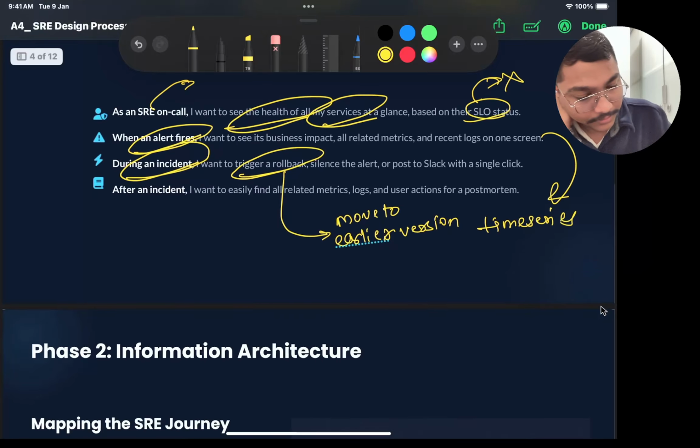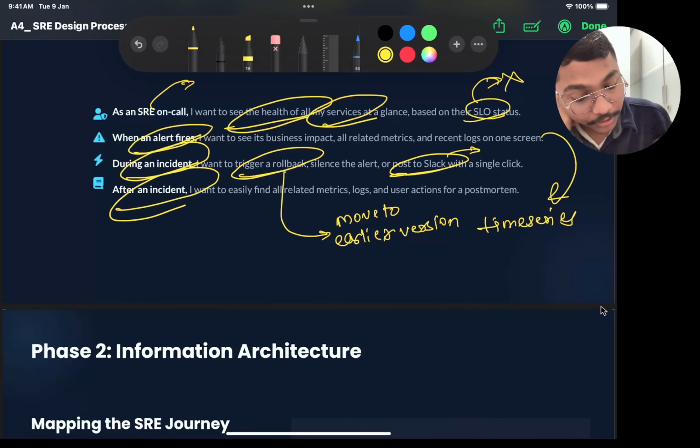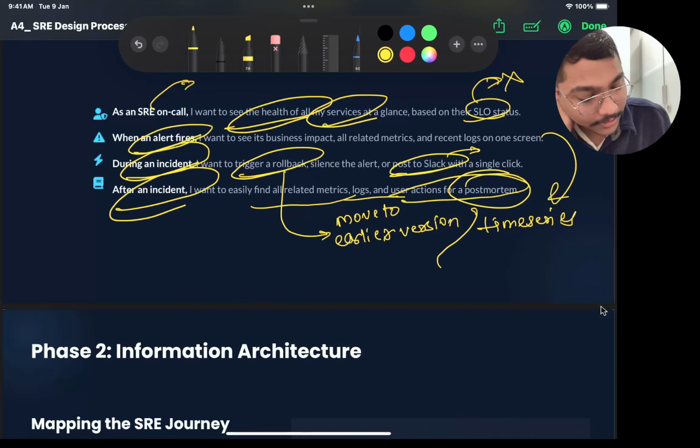Post to Slack, this is just a communication platform. After an incident, what to do after an investigation? Find all related metrics, logs and user actions for the postmortem. Now the word postmortem just means doing the RCA analysis.